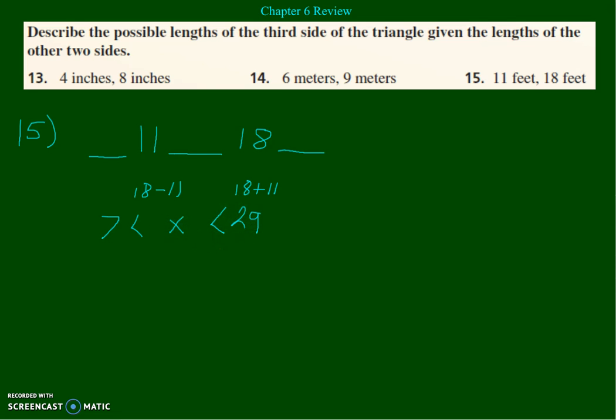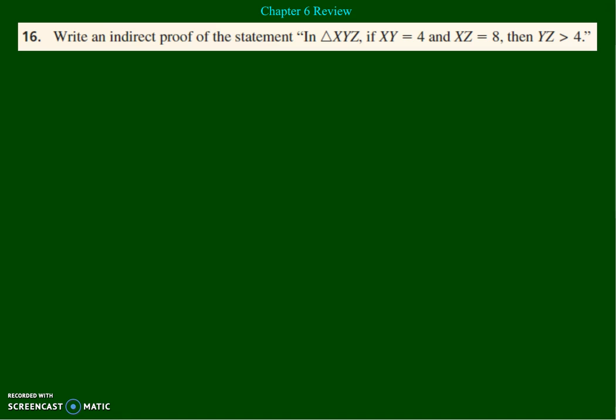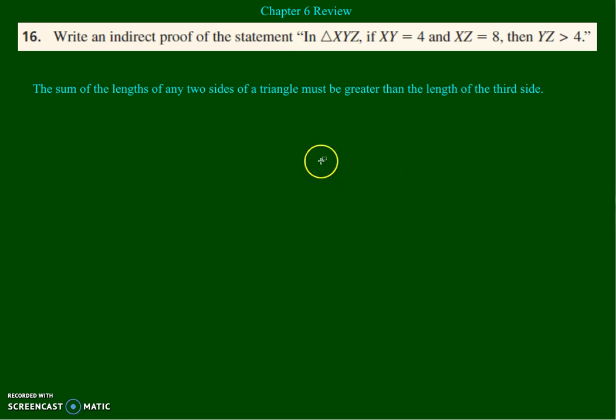Now on to problem 16. So problem 16 says, write an indirect proof of the statement in triangle XYZ, if XY equals 4 and XZ equals 8, then YZ must be greater than 4. This is an indirect proof of the use of the triangle inequality theorem. And what the theorem states is the sum of the lengths of any two sides of a triangle must be greater than the length of the third side.